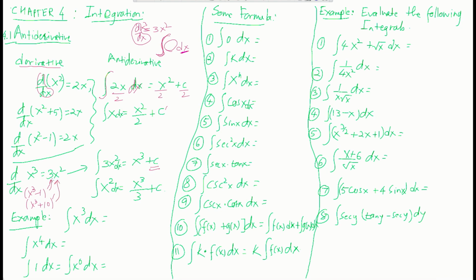That's why the antiderivative of 3x squared could be x cubed, or x cubed minus 1, or x cubed plus 10. That is the reason why I wrote c, as we discussed for x squared, right? So the antiderivative of x squared dx is x cubed over 3 plus c. Now from this, can you guess?